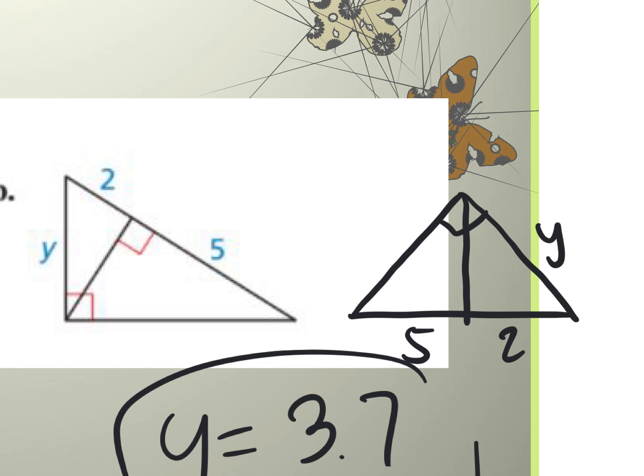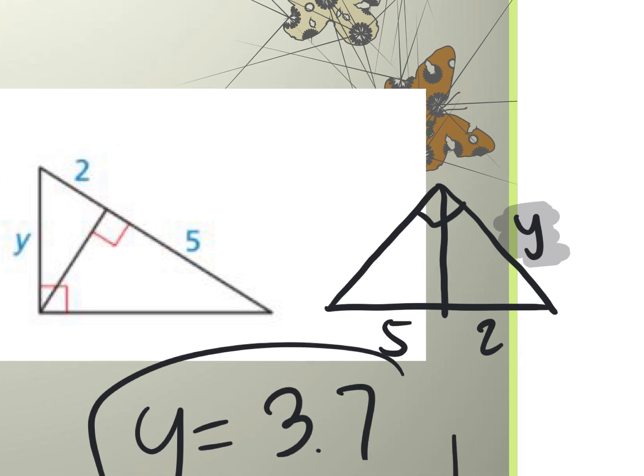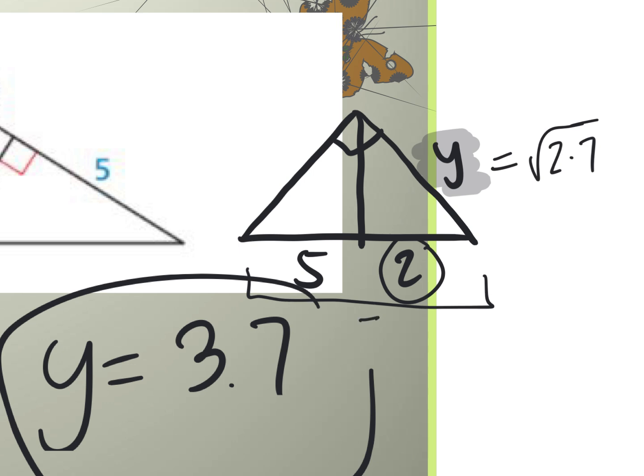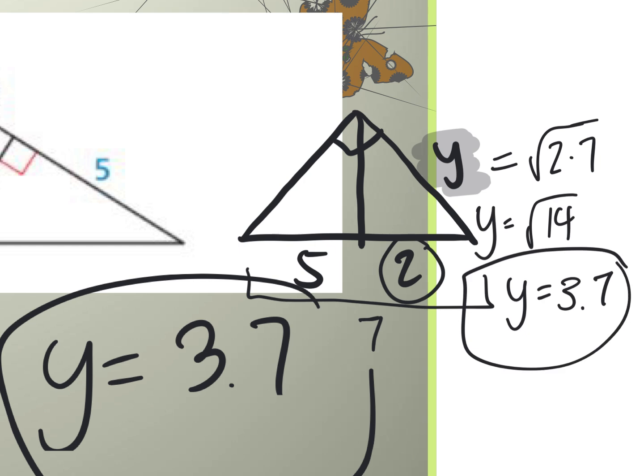So y is going to be the geometric mean of what? Not 2 and 5. 2 and 7. It's going to be the geometric mean of 2 times 7. Where's 7 coming from? Adding 5 and 2. That's how we get 7. And 2 times 7 gives me y equals the square root of 14. So y equals 3.7.